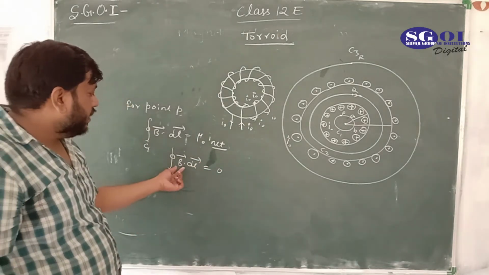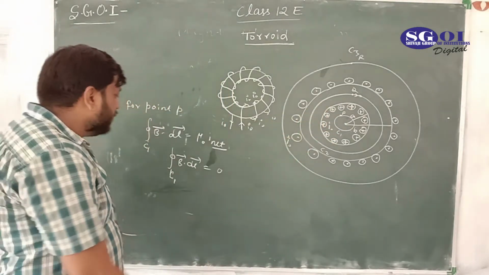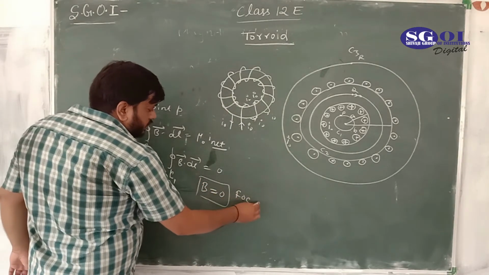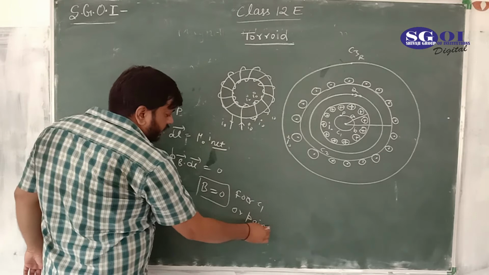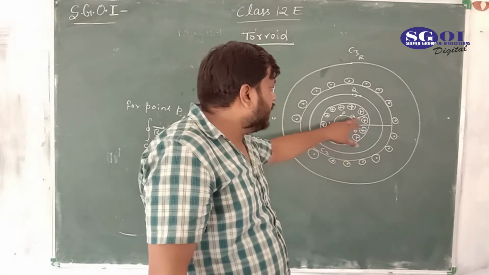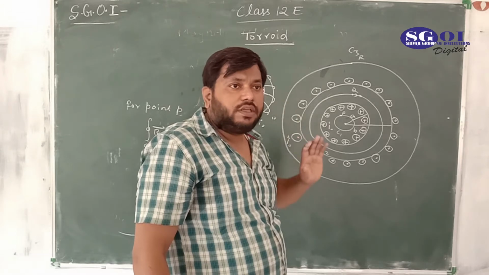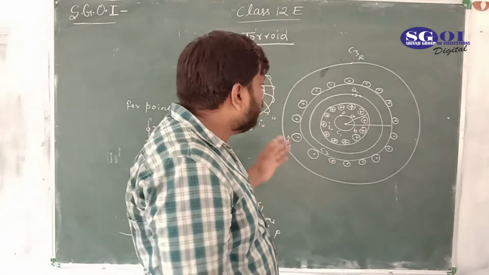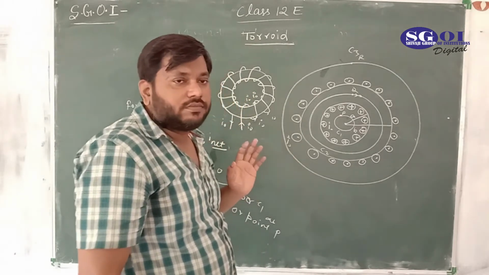It means either B is 0 or dl is 0. dl cannot be 0 because it is random. So it means B is 0. So finally B is 0 for C1, or at point P. So it means the magnitude of the magnetic field inside this region is 0. But we have seen in the solenoid there is a magnetic field outside and inside, but the magnitude is very less, but the magnetic field is there.